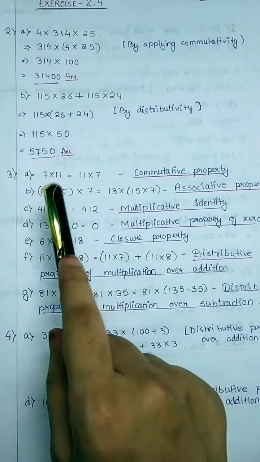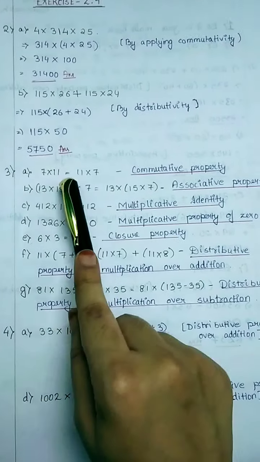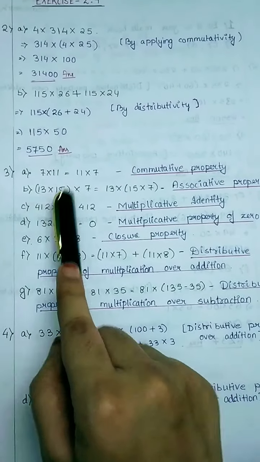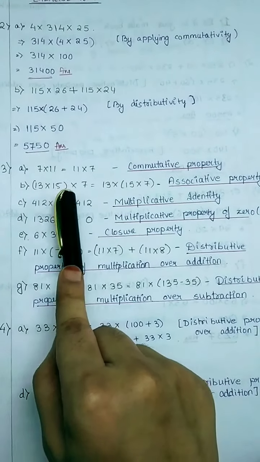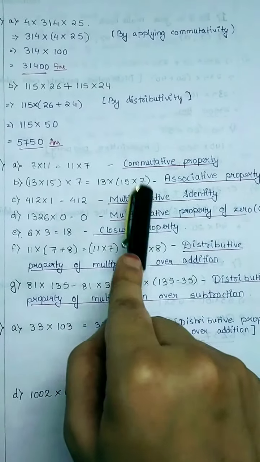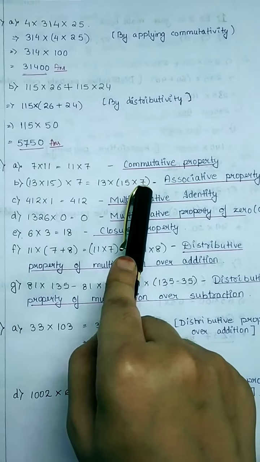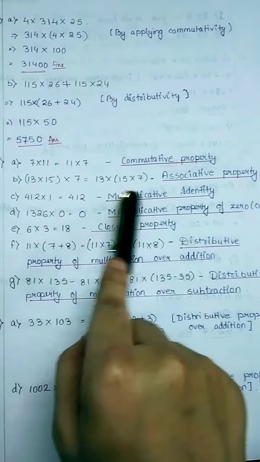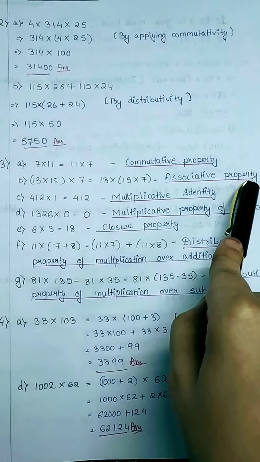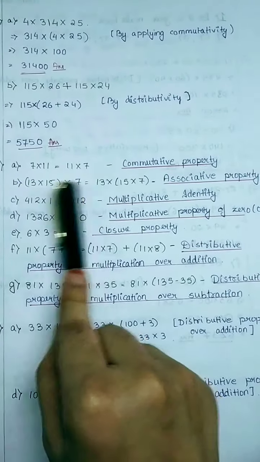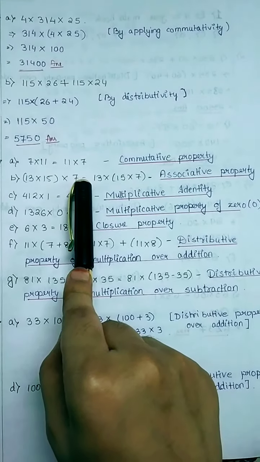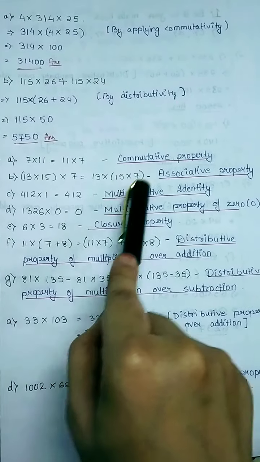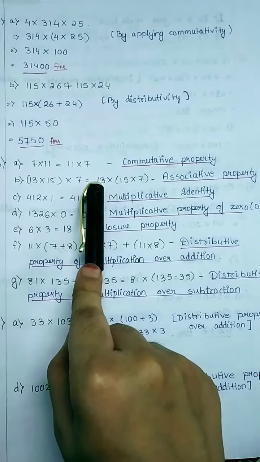In the second question, there are 3 numbers. Now we are changing the brackets over here. In the first, we multiply 13 multiply 15 first, and in the second we multiply 15 multiply 7 first, then the answer will be multiplied to 13. This is known as associative property. It means in 3 numbers we will multiply 2 numbers first and then multiply the third number. And here we will multiply the last 2 numbers first and then multiply the first number.